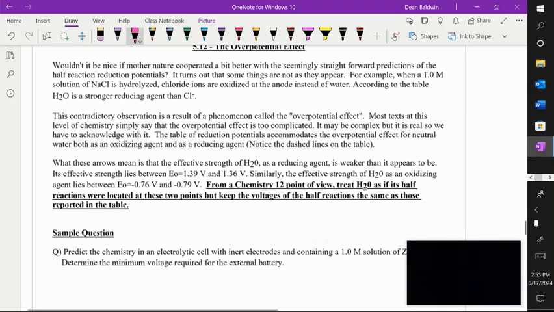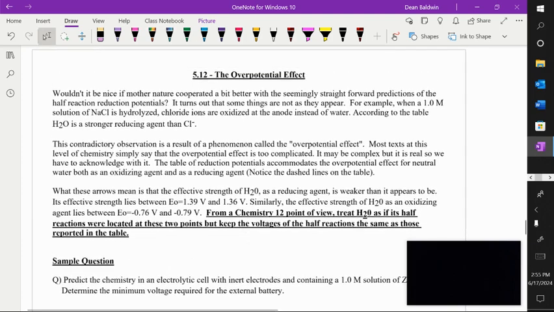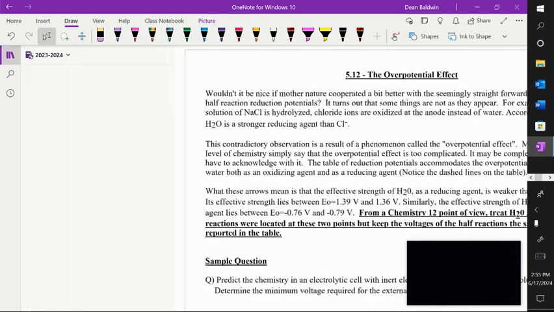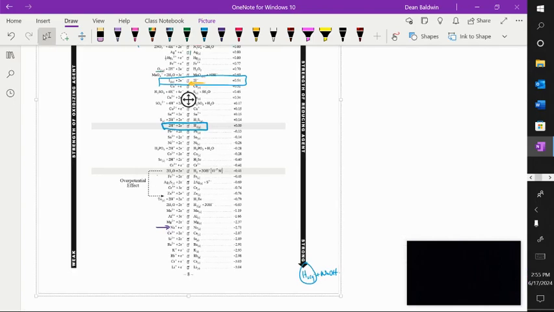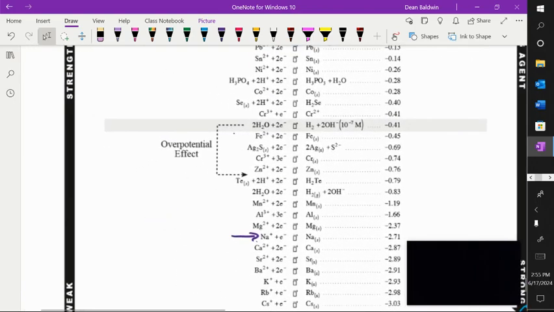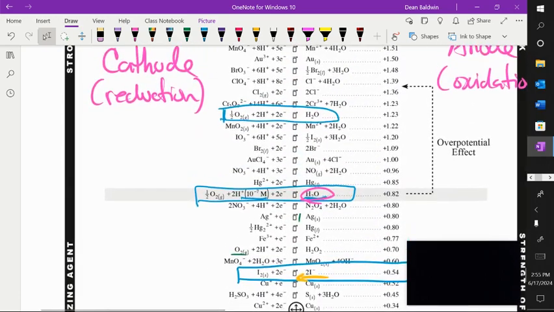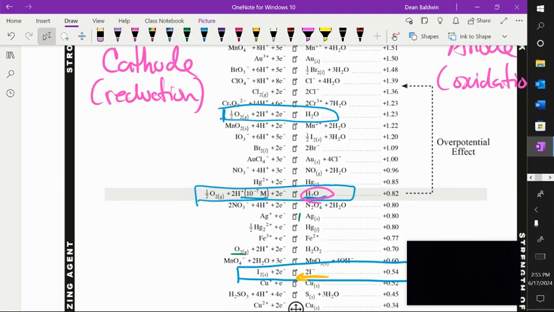Okay, overpotential effect. Just like everything in chemistry 12, high school science or math, we kind of water things down a little bit and make them oversimplified. Normally when I learn this in school, if you look on your data package, water has these little dashed lines that move it from there to just below zinc, and at the top, it gets moved up to just above chlorine. Okay? This is called the overpotential effect.